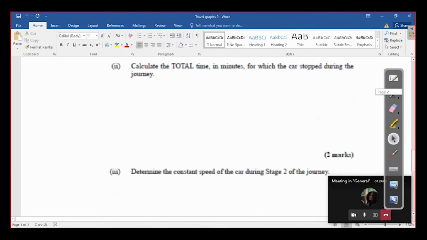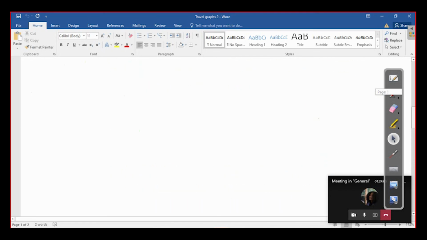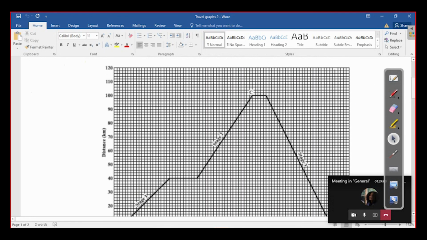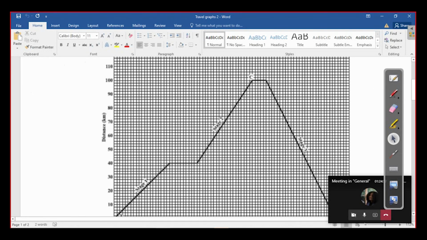Right, so calculate the total time in minutes for which the car stopped during the journey. So we're going back to the graph now. They want to get the total time that the car stopped during this journey. How are we going to work that out? First of all, how do we know when the car stopped? By the straight lines, right? So if we know that the car is stopping on a journey where the lines are straight, and when I say straight, we mean the horizontal sections, right? So if we know it's the horizontal sections, we're checking how are we going to get the total number of minutes for which the vehicle would have been stationary.